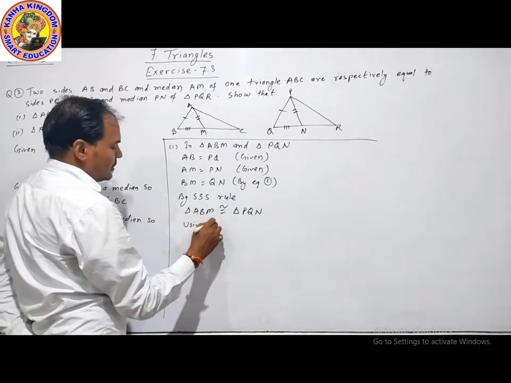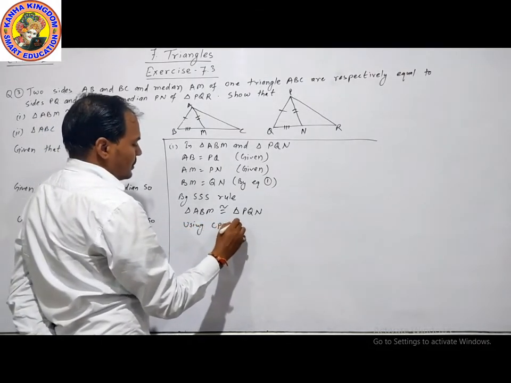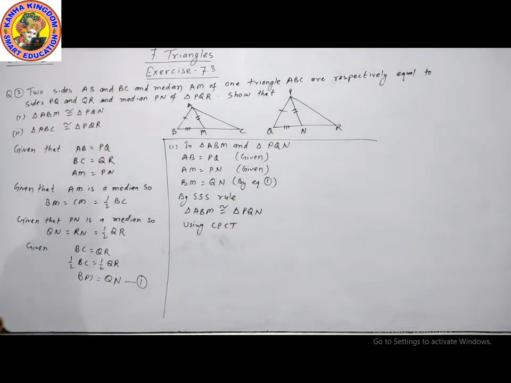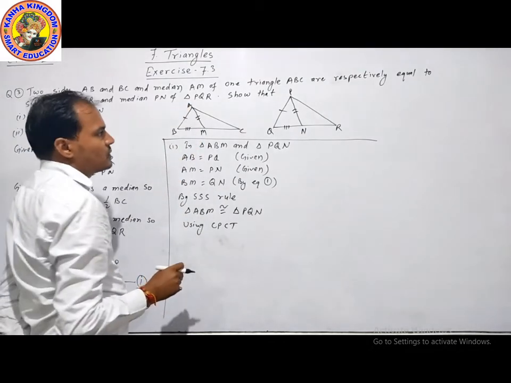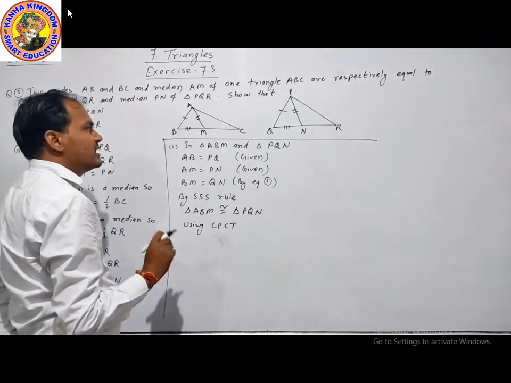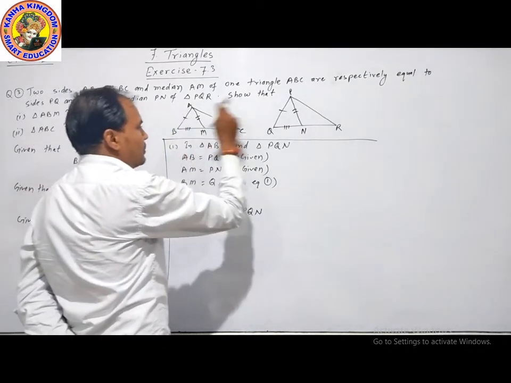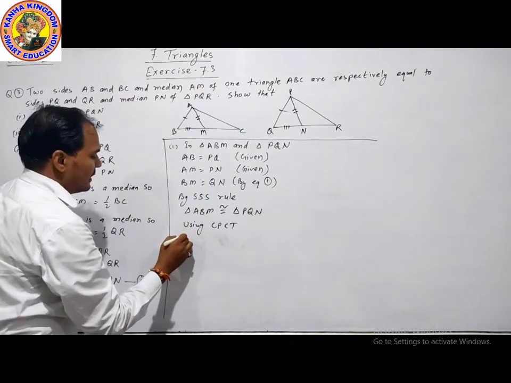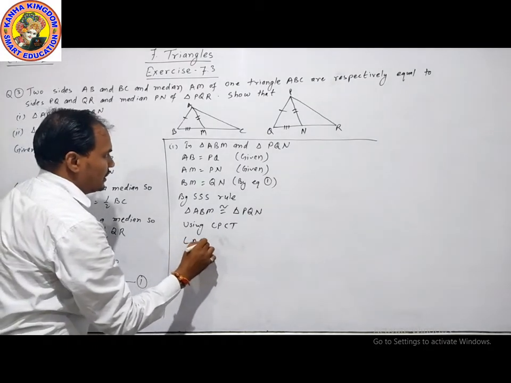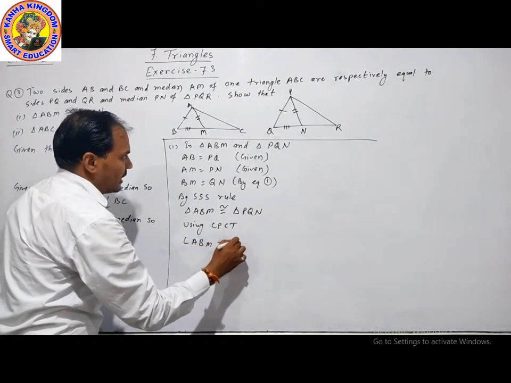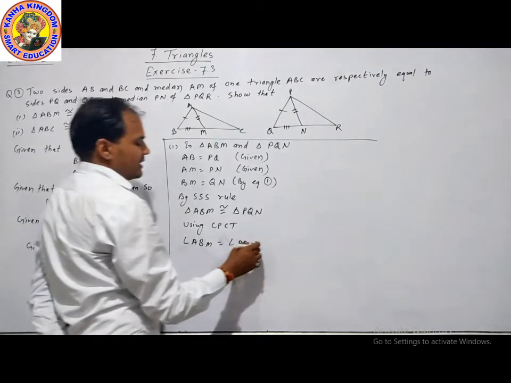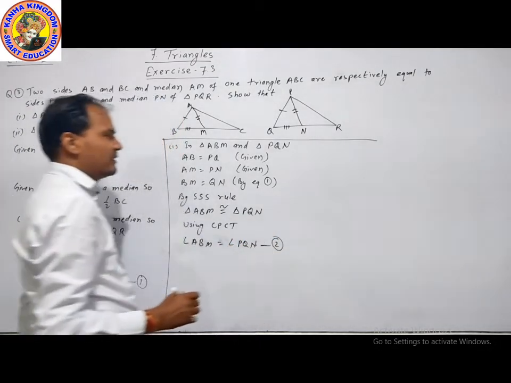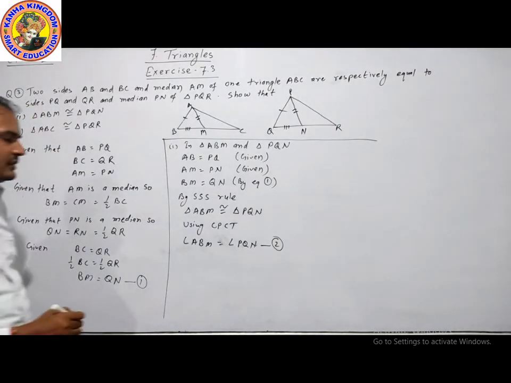Using CPCT, corresponding parts of congruent triangles are equal. Three sides are equal, so the respective angles are also equal. Then angle B and angle Q are equal. Angle ABM is equal to angle PQN. These angles are equal. This is our equation number second.